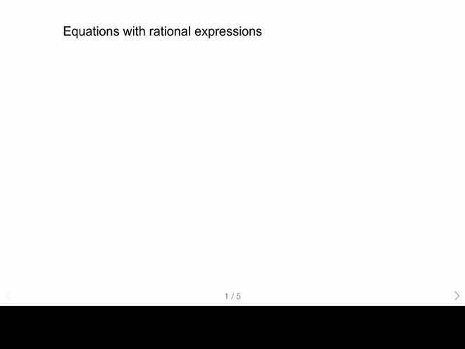In this session, we're going to solve equations with rational expressions. Let's just dive right in. Solve 1 over 5x minus 1 over 4x plus 1 over 3x is equal to negative 17 over 60.